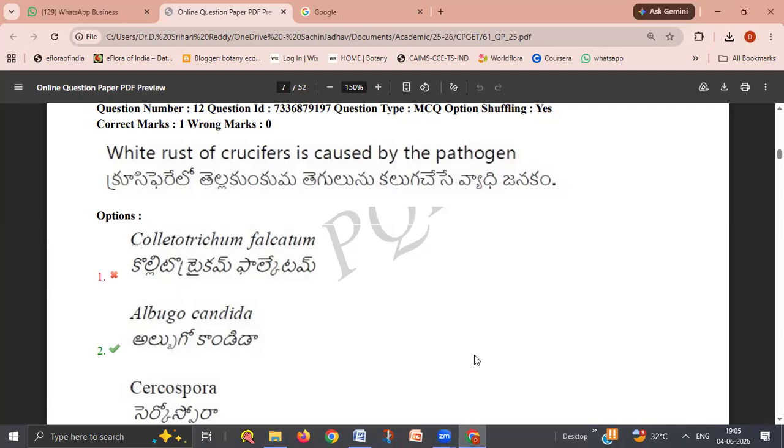Yeah. So yesterday, the paper, we discussed some of the questions. Today, we continue the remaining questions in the PG entrance previous year question paper, that is 2025.